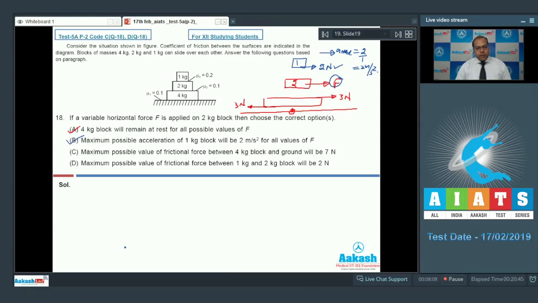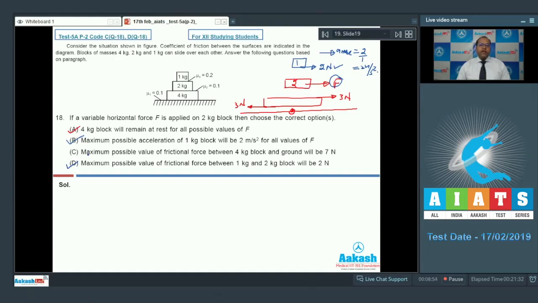In option C, maximum possible value of frictional force between the 4 kg block and ground will be 7 Newton. That is wrong. That is 3 Newton in this case. So option C is wrong. In option D, maximum possible value of frictional force between the 1 kg and 2 kg block will be 2 Newton. So this is true, which is the maximum frictional force F1 possible depending on the value of F. So option D is also correct. So the correct answers for question number 18 are options A, B and D.